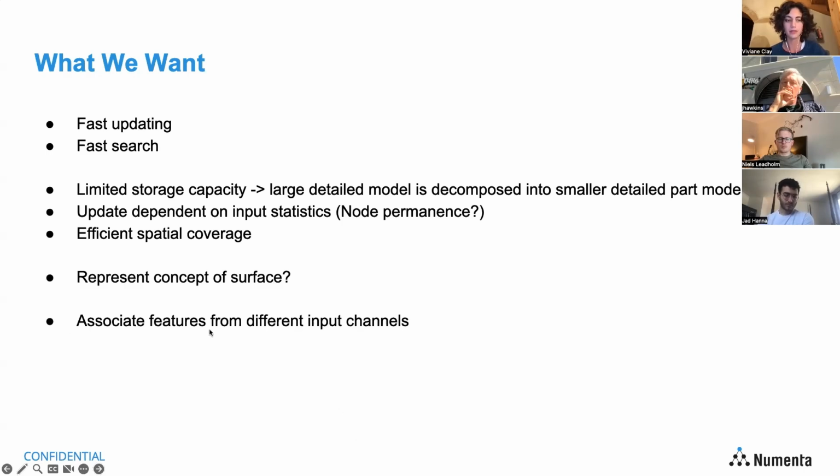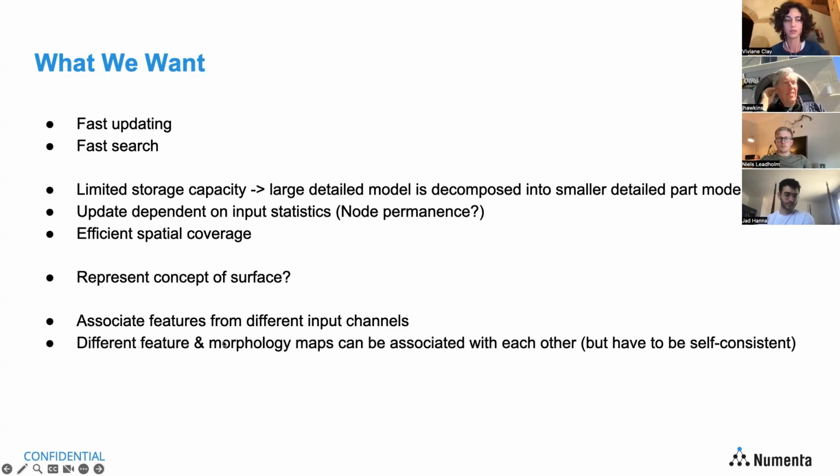We want to be able to associate features from different input channels, so from learning modules or sensor modules. The learning module doesn't know where these things are. But it should be able to receive input from both. And then different feature and morphology maps. It would be nice if they can be associated with each other, so that we can have the morphology of a mug, but the mug can have different textures on it or different logos or whatever.